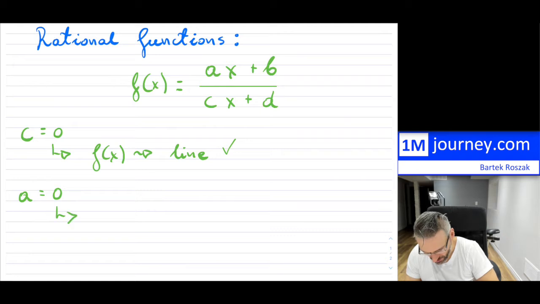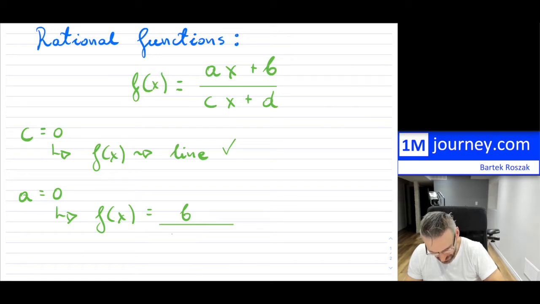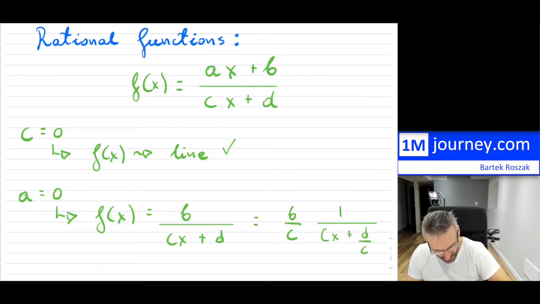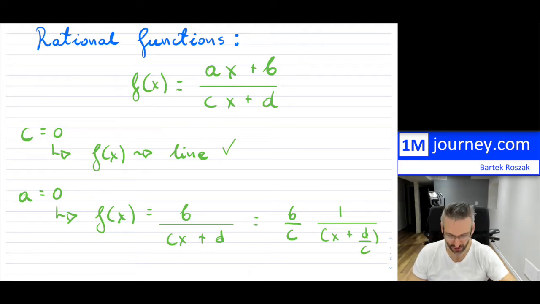And in this case, f of x is equal to b all over cx plus d. Now, in this case, I'm going to take out the c from the denominator. So what you would have is b all over c, right? And then you would have 1 all over, so I'm factoring out the b from the top and then c from the bottom, and then what you have is x, and then plus d all over c, okay? So that's what you would have.